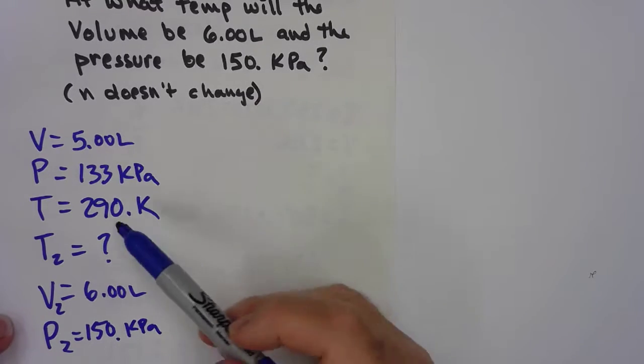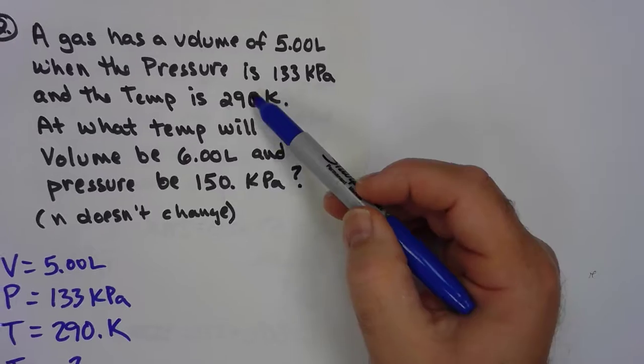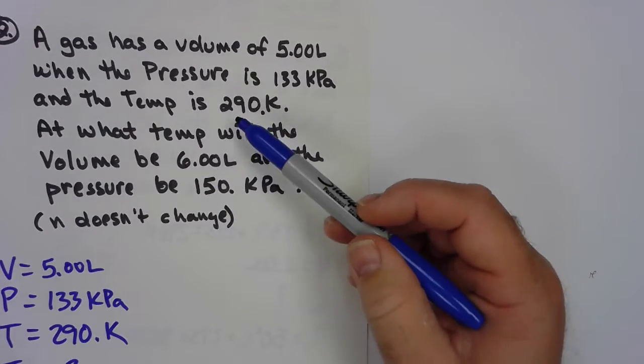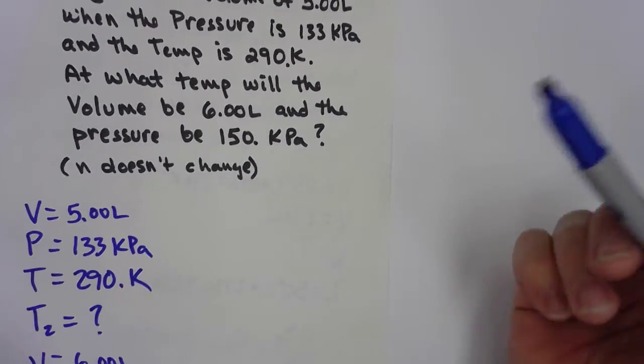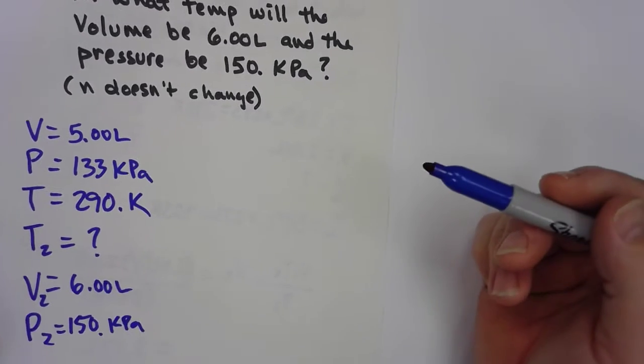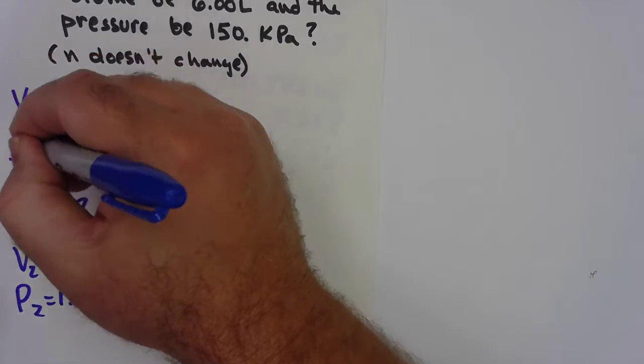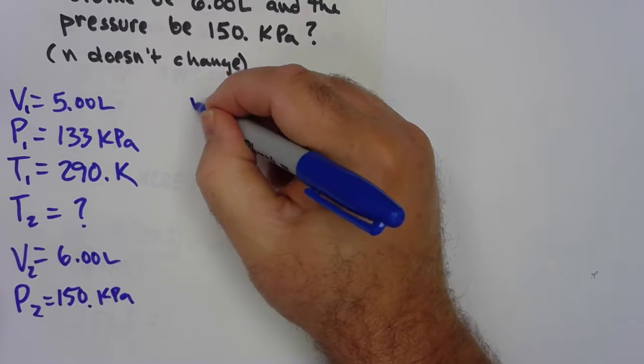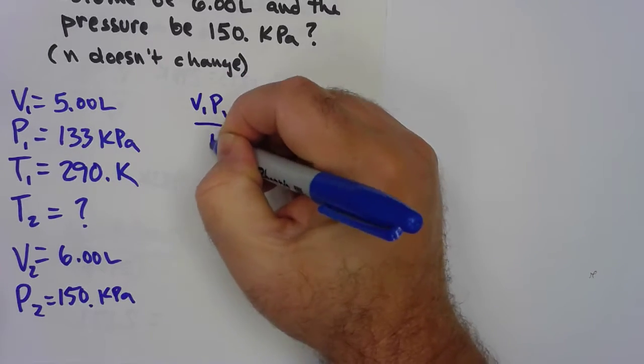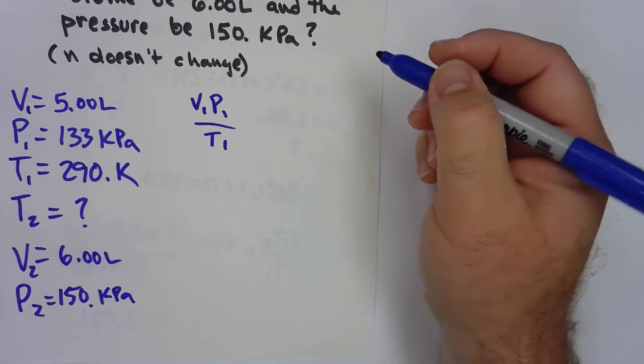And just a word on significant figures, since there's a decimal point on the 290 and the 150, those are 3 significant figures. Everything's 3. We'll probably end up with 3 in our answer, just for what it's worth. So the equation, we've got V and P and T, so we want V and P on top and T on the bottom.